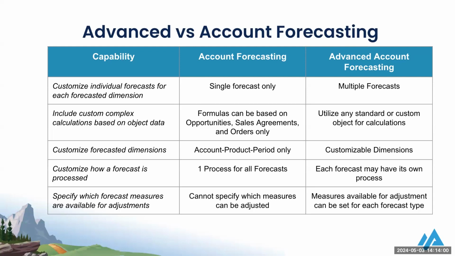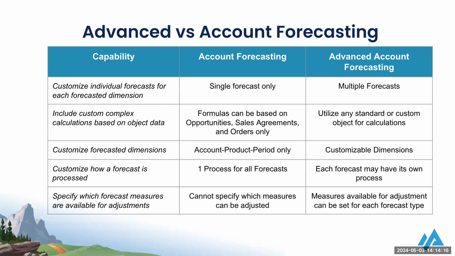Customizing how it's processed. So again, you can have multiple forecasts that process all the same, or you can have multiple forecasts that are all processed differently. An advanced account will support that versus the standard account forecasting. It's kind of, again, one all be all.